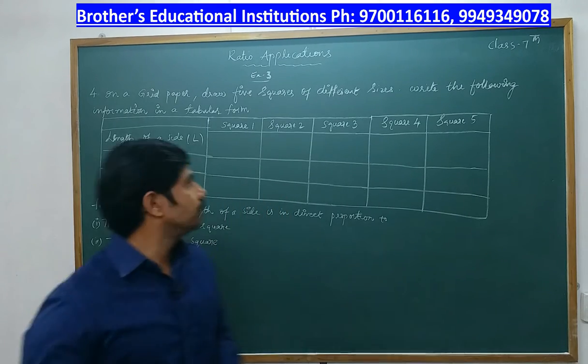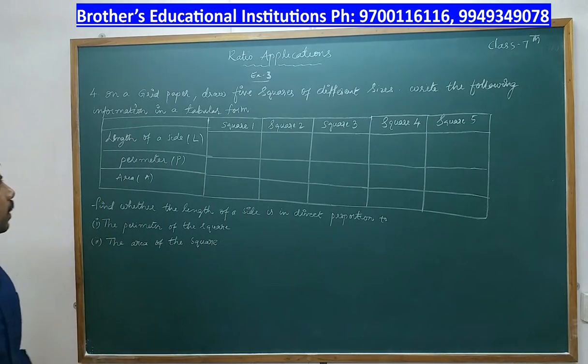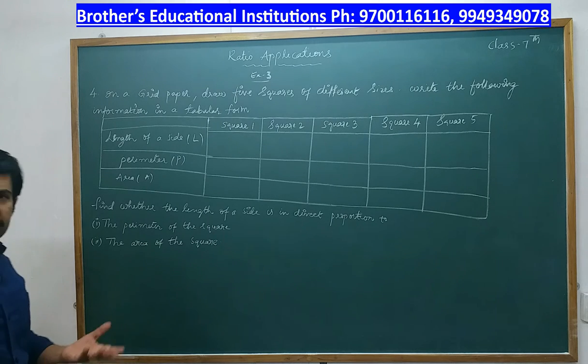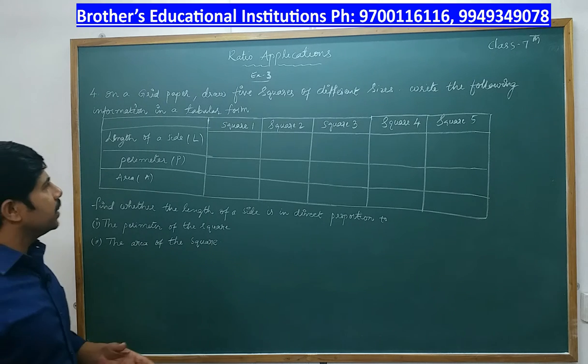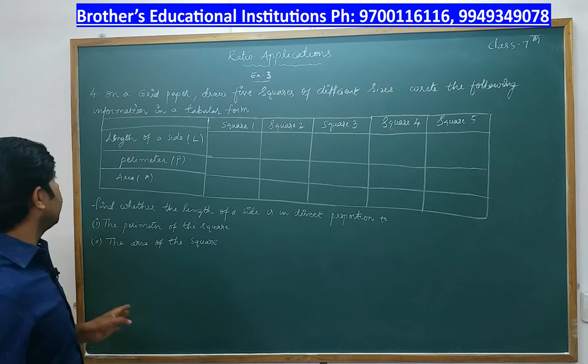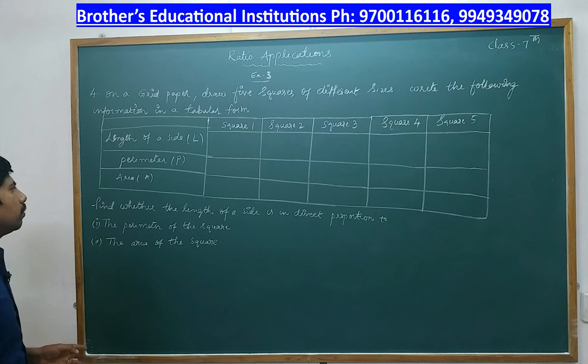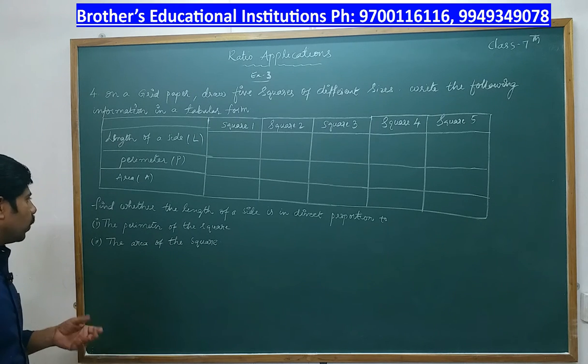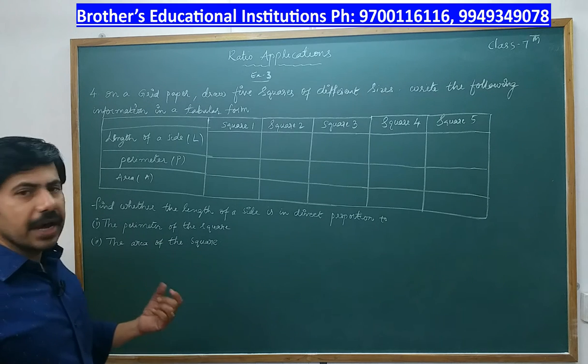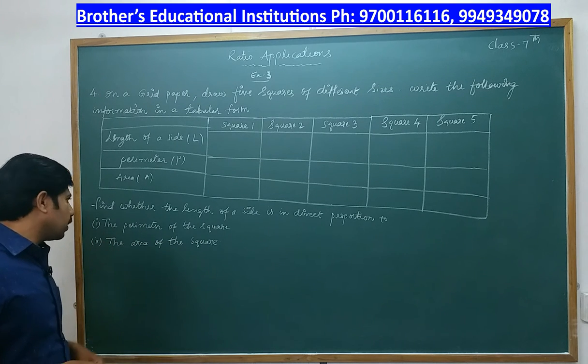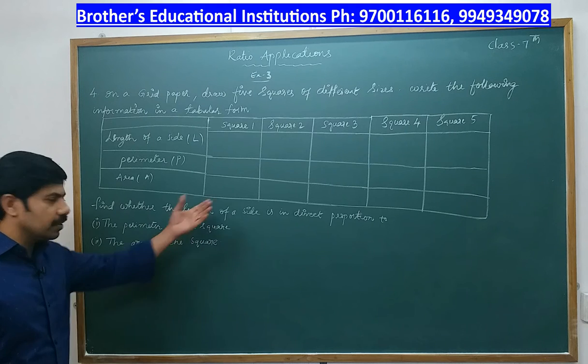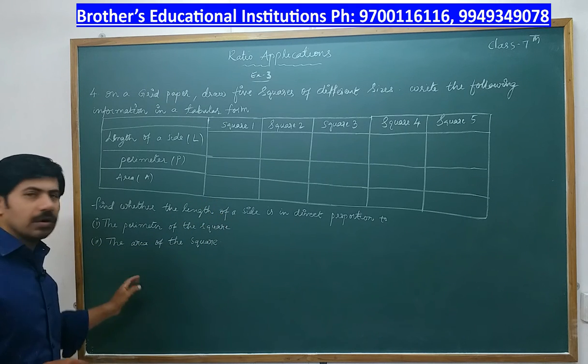Next problem. On a grid paper, means a graph paper, draw 5 squares of different sizes. Write the following information in a tabular form. Then after that we have to check whether the side is directly proportional to the perimeter. That is the first one. Again, we have to check whether the side is directly proportional to the area or not.